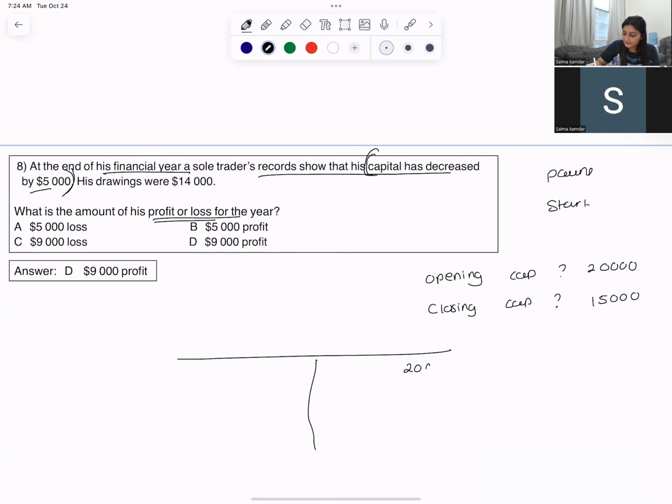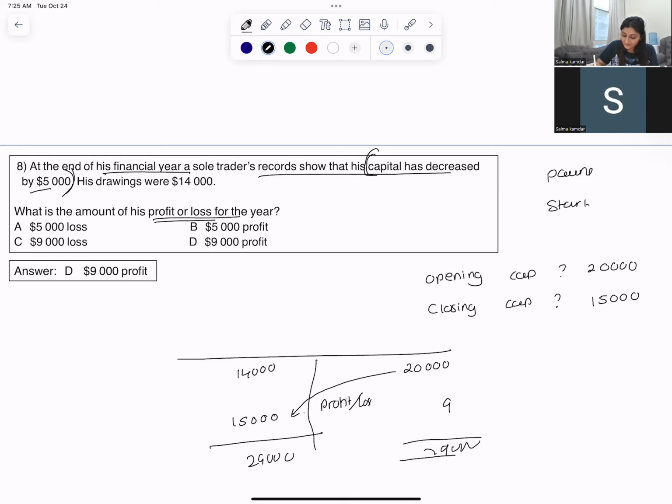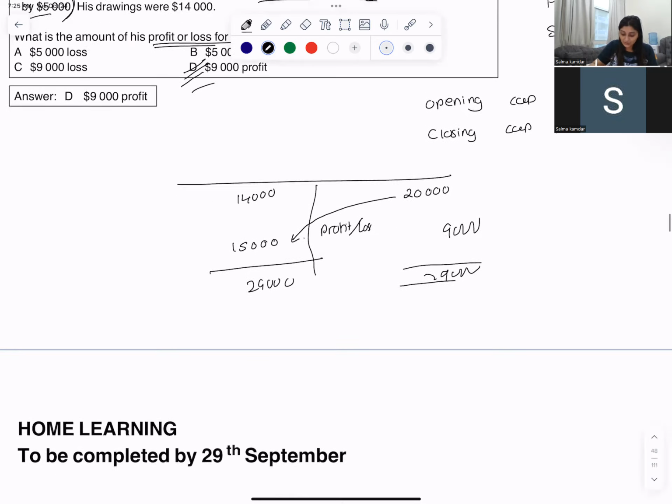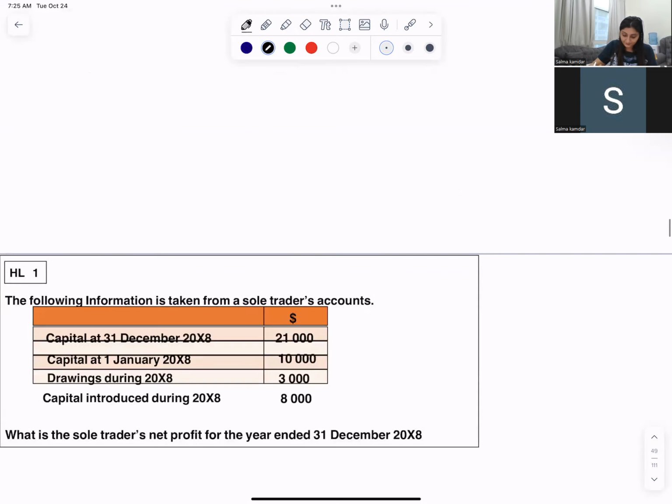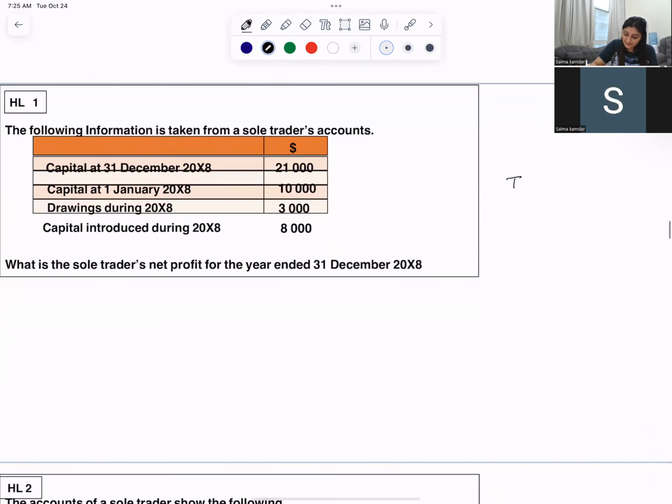So if opening capital was 20,000, closing capital has decreased by 5,000. So this is an imaginary figure that we have used. The drawings was 14,000 and you have to find out the profit or loss. So this is 29,000 minus 20,000. So you have a profit of 9,000. You need to use your logic. Try things yourself. Try this sum.